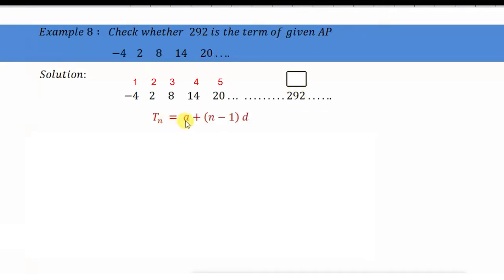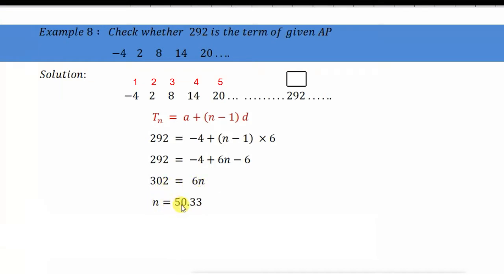To find n, Tn is equal to a plus n minus 1 d. Tn is 292. So the nth term will be 292, and a is negative 4, n minus 1 times 6. I'll multiply the bracket, negative 6 and negative 4. I'll transpose this here. So what I get is 302 is equal to 6n. So n will be 50.33. So n is a decimal. You cannot have the 50.33 term. It should be 50 or 51 or 52, some whole number. So 292 cannot be a term of this sequence. So 292 is not a term of the given AP.